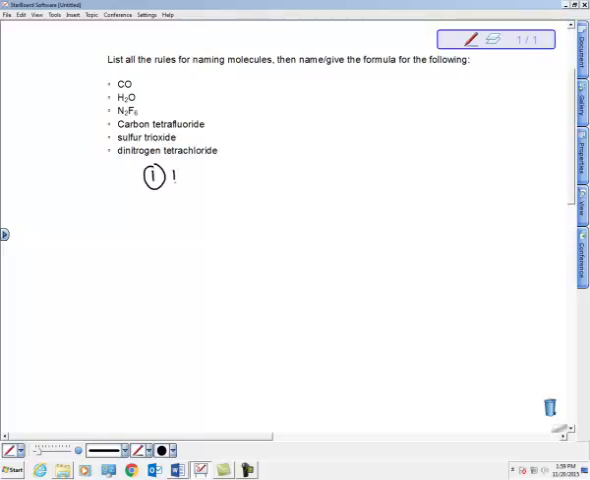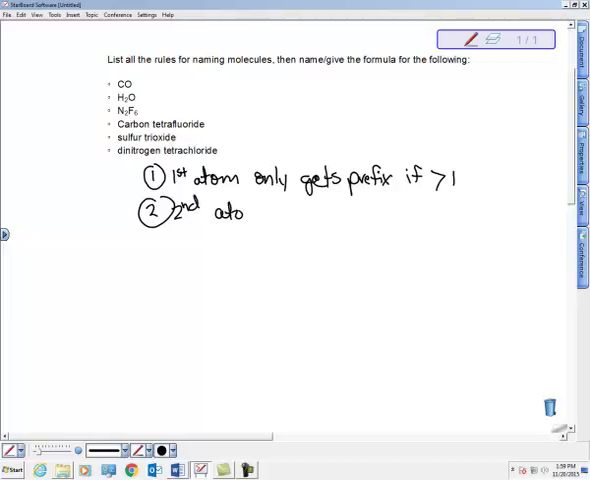Rule number 1, the first atom only gets a prefix if there's more than one. Rule number 2, the second atom always gets a prefix, even if there's only one. Rule number 3, the last atom has to end in "ide."